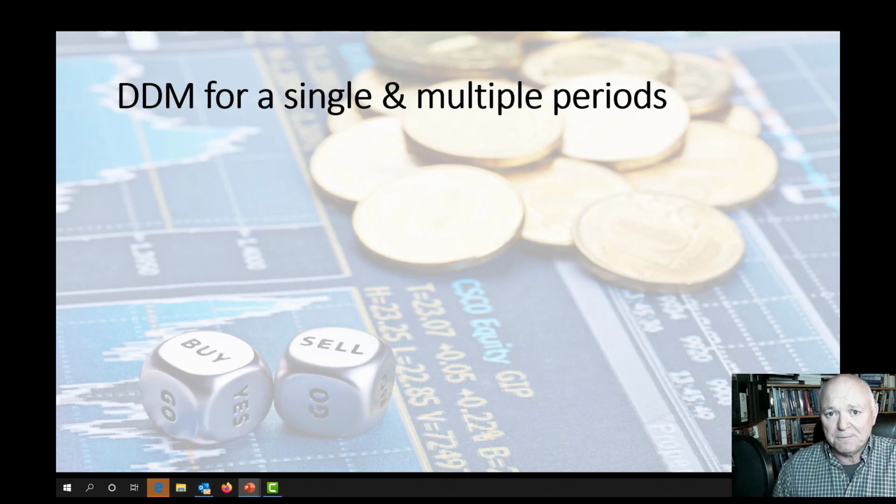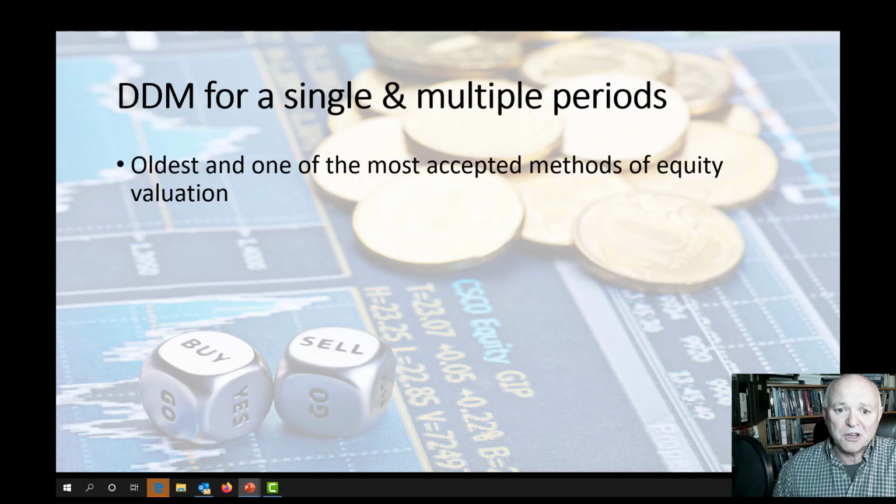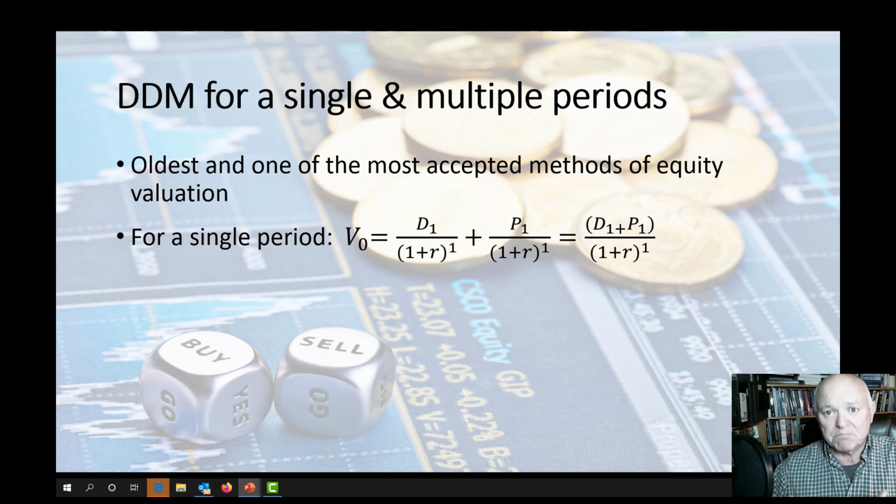The model can be applied, and it has been applied, as one of the oldest and most accepted methods of equity valuation. If we want to know what a company is worth today based on its cash flows over the next year, we'd say we expect to receive two specific cash flows. We expect to receive the value of the share at the end of the year, P1, the amount of money we'll receive at the end of the year. And also at some point during the year, we're going to receive a dividend for the year, D1. That's our predicted dividend for the year.